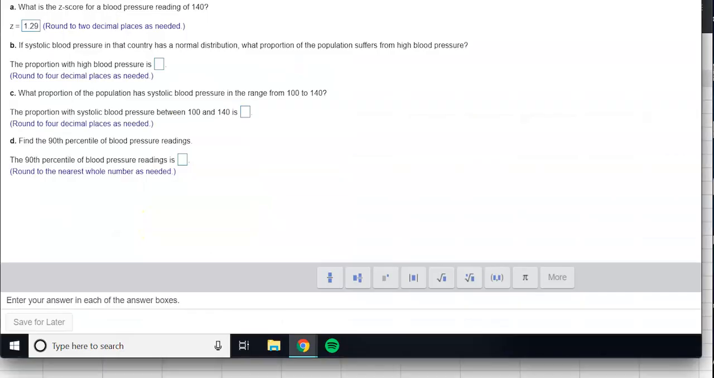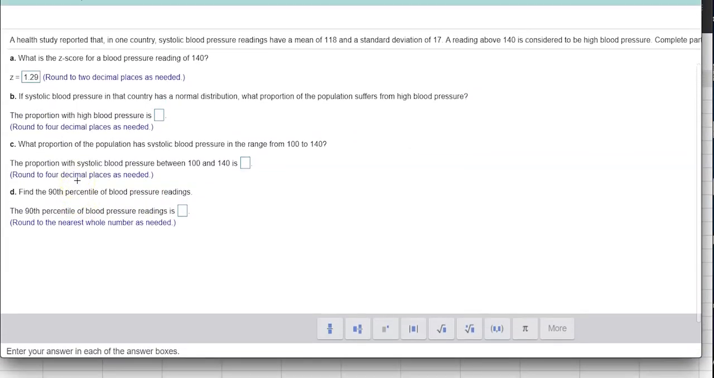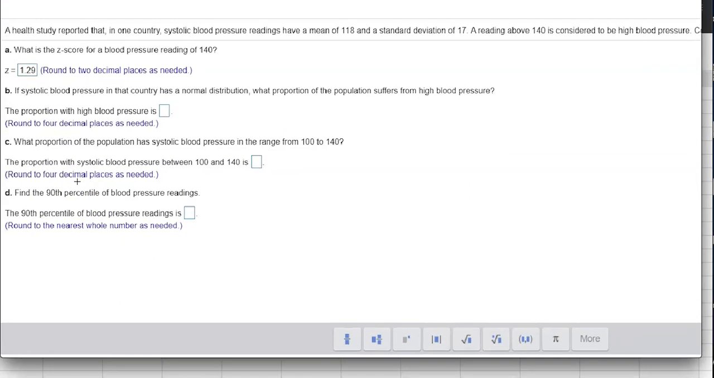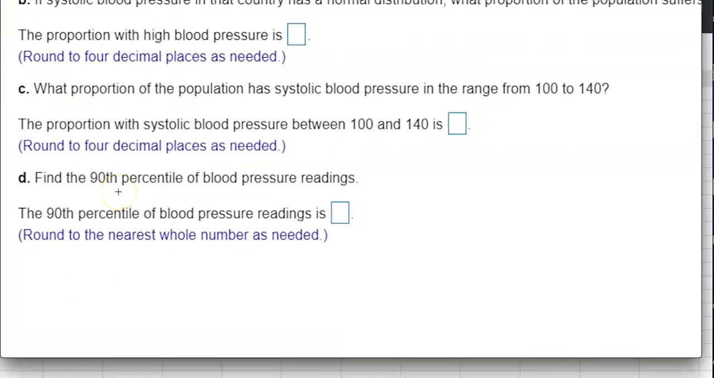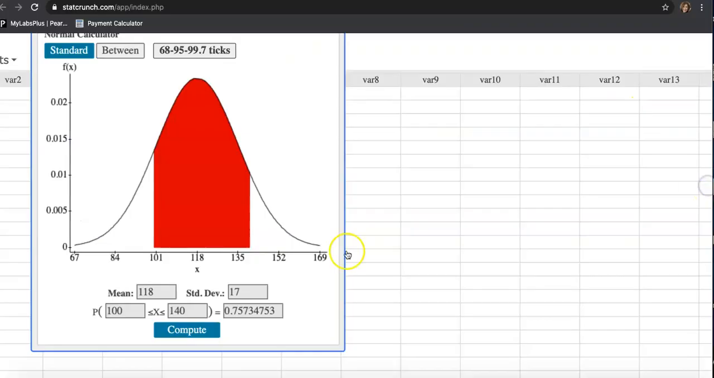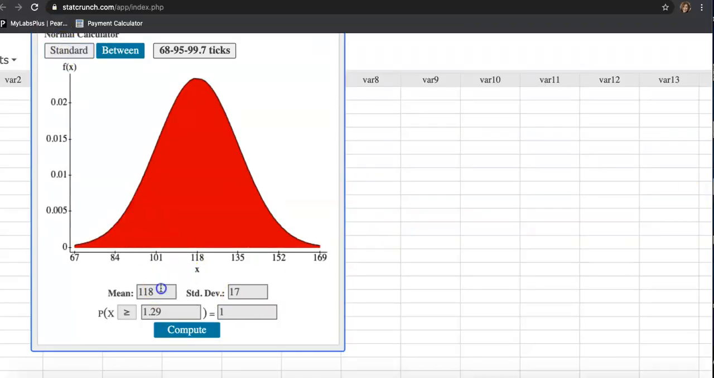All right, let's look at the very last one. D, find the 90th percentile of blood pressure reading. So what does that mean, 90th percentile? That means we want to find the blood pressure reading that has 90% of the data before it, or below it. So this is what I'm going to do. I'm going to use that same calculator, but just backward. What I want is the probability to the left of this point to be 90. I'm going to keep 118 for mean and standard deviation 17.